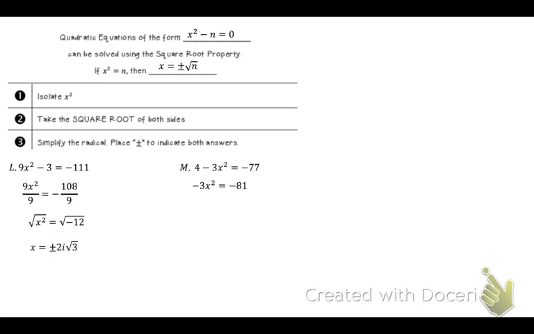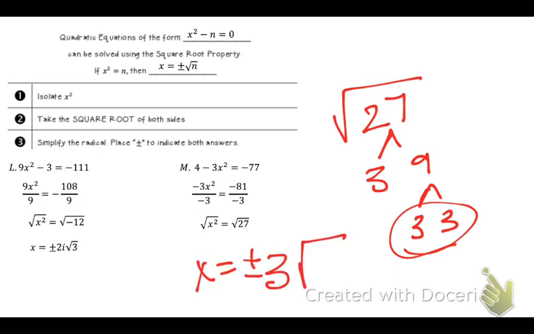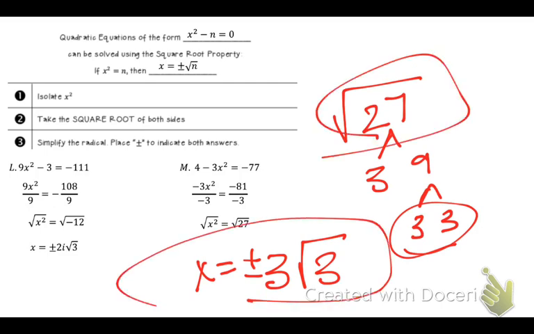Okay, this one, so subtract the 4, you get negative 81, divide by 3, you get 27. Now we square root both sides. Now the square root of 27, we have to break that down. So that's going to be 3 times 9, which is 3 times 3. So this is going to be x equals plus or minus 3 square roots of 3. Don't leave it like this. We want this form.